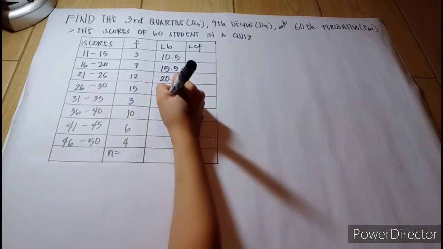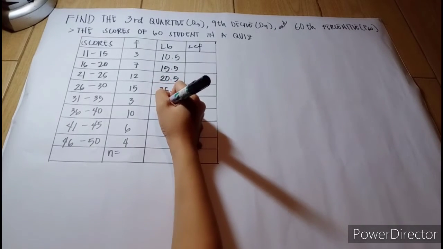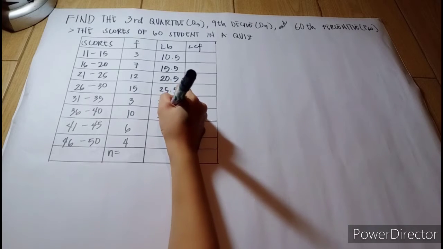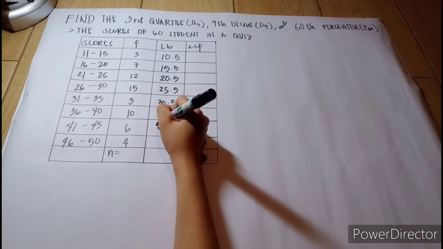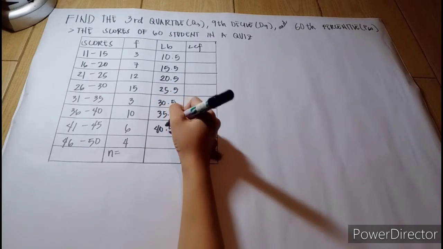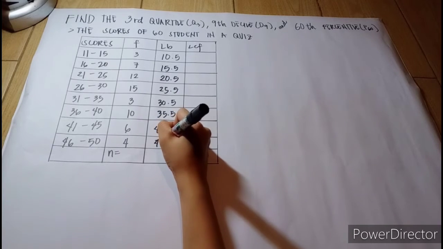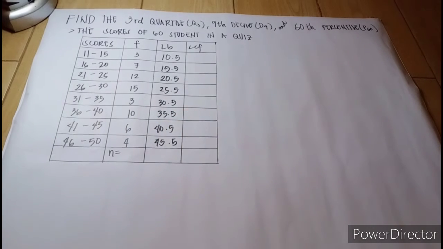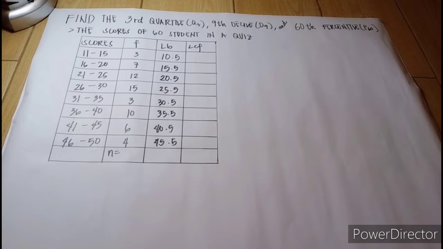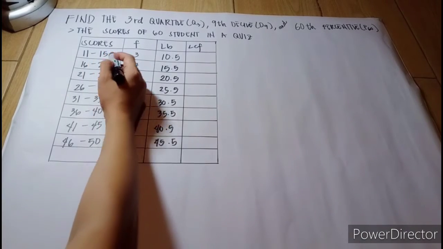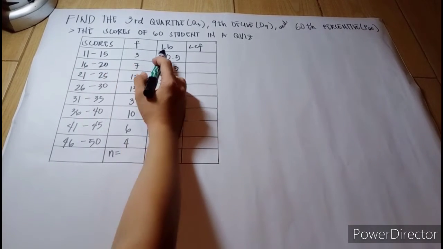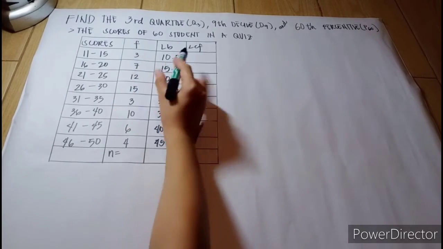5, 30.5, 35.5, then 40.5, 45.5. And after we get all of the lower boundaries, we need to find the CF, or cumulative frequency, or less than cumulative frequency. Since our lowest class is 11 to 15, and that is 3 in frequency, so this is 3.